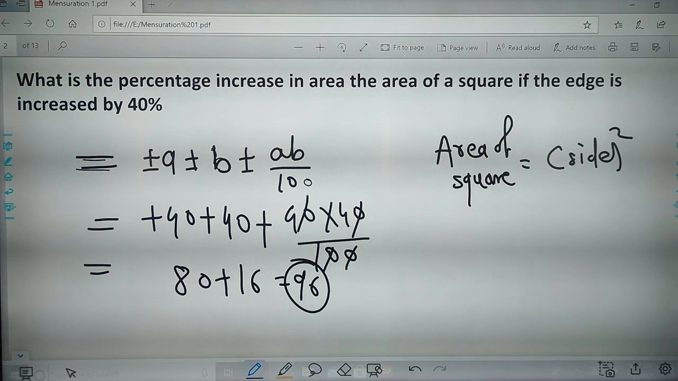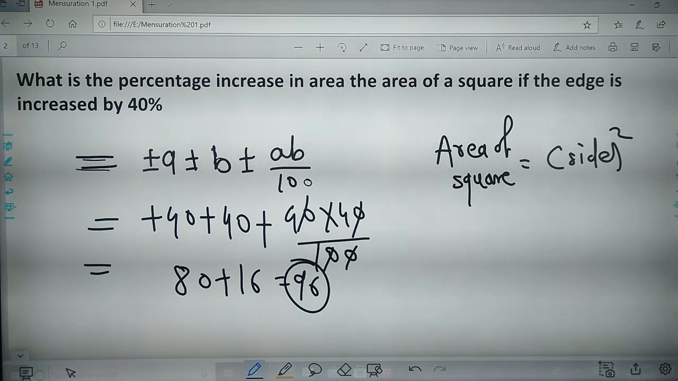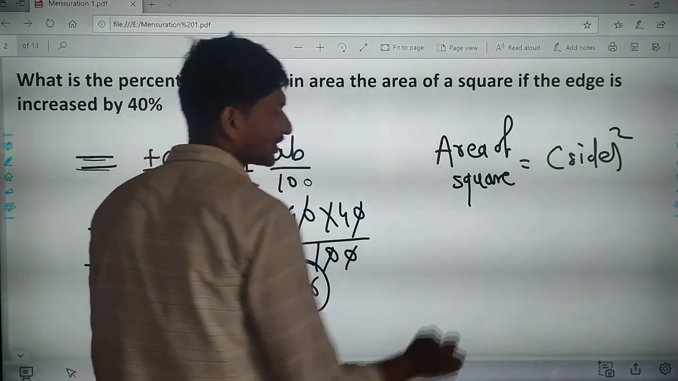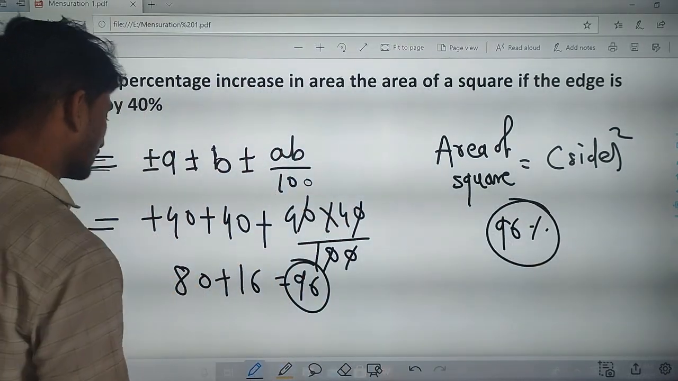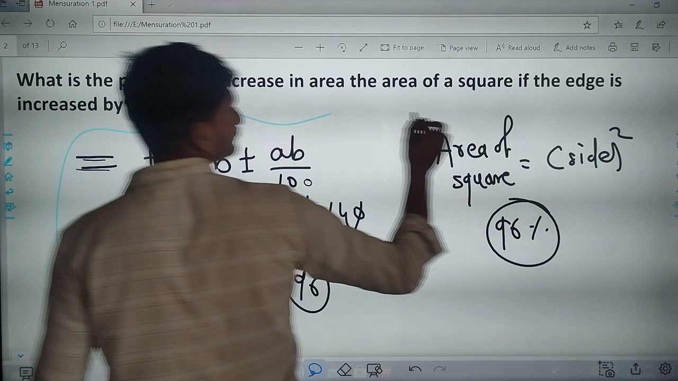What is the percentage increase in the area of the square? If the edge is increased by 40%, then the total area is increased by 96%. Now next.